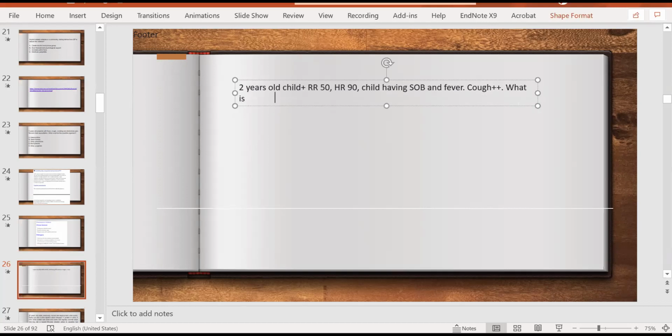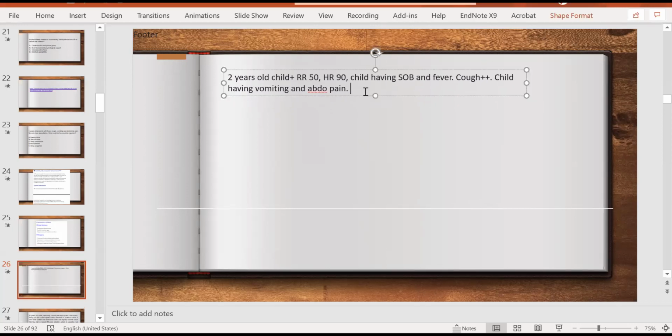On top of that, the child also has vomiting and abdominal pain. And this is a very high fever, let's say 39. A 39 fever usually doesn't occur in viral or atypical pneumonia. It's usually bacterial pneumonia we should think about at that time.